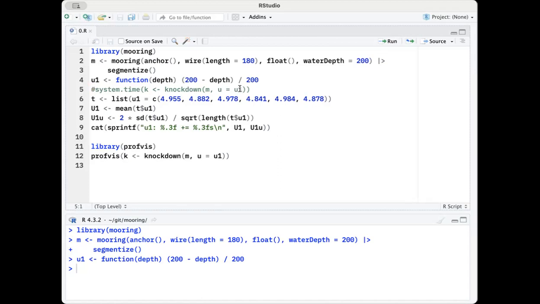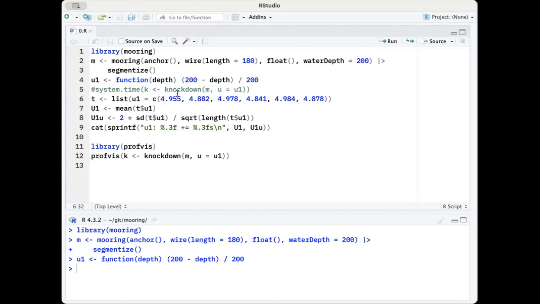And in this commented out line, I've just run the knockdown and I've done system time, and it's slow, and I want to figure out how to make it faster. But there's something going on in the knockdown code at the moment. I don't know what it is that's causing it to be slow, but I'm showing you the old approach first. So I've run it, what is it? 1, 2, 3, 4, 5, 6 times.